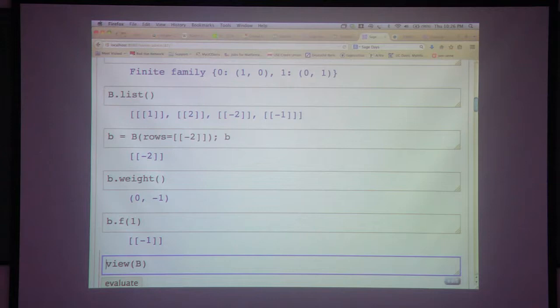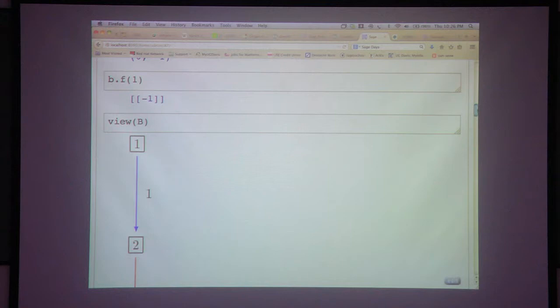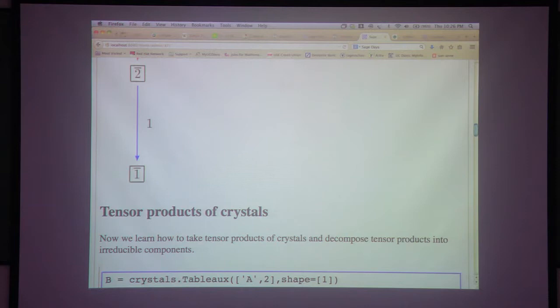And if you actually want to view the whole crystal, so last night this took actually a while before it popped up, but hopefully it will pop up at some point. Here. So this is the crystal. So you have a 1 to a 2 to a 2 bar to a 1 bar. So 2 bar and -2 is kind of the same thing, right?